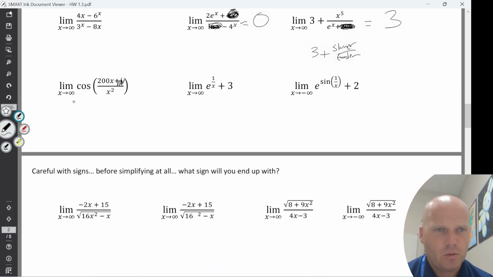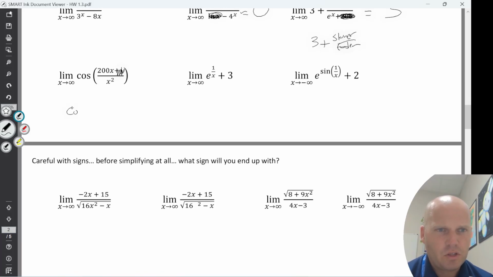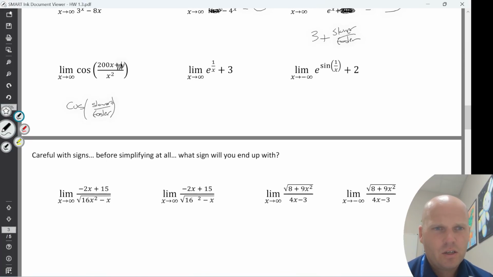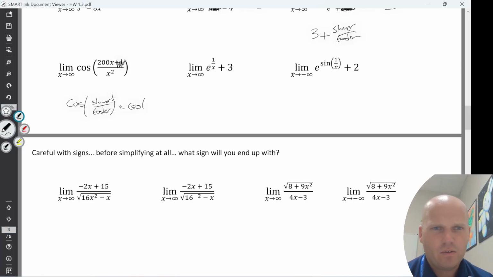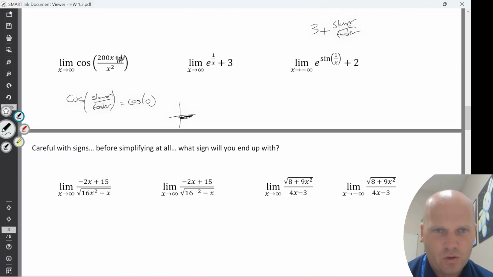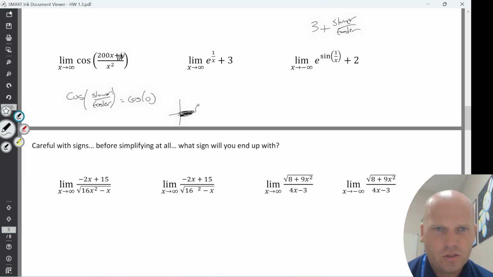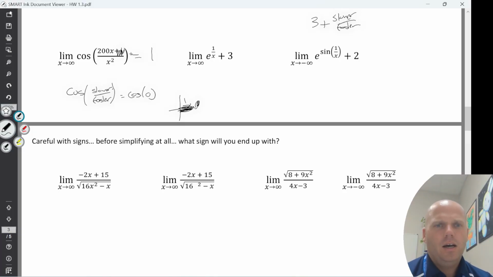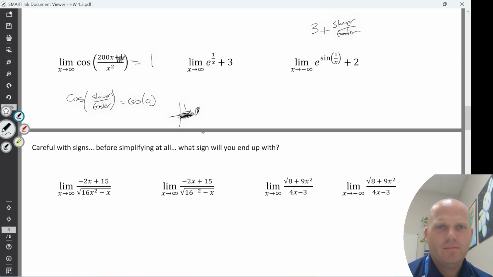This is another interesting one. What if I plugged in infinity? It would be the cosine of slower over faster. And when you get the cosine of slower over faster, well, that's the cosine of 0. What's the cosine of 0? How many of you are still uncertain that the cosine of 0 is 1? Don't mess up on that.